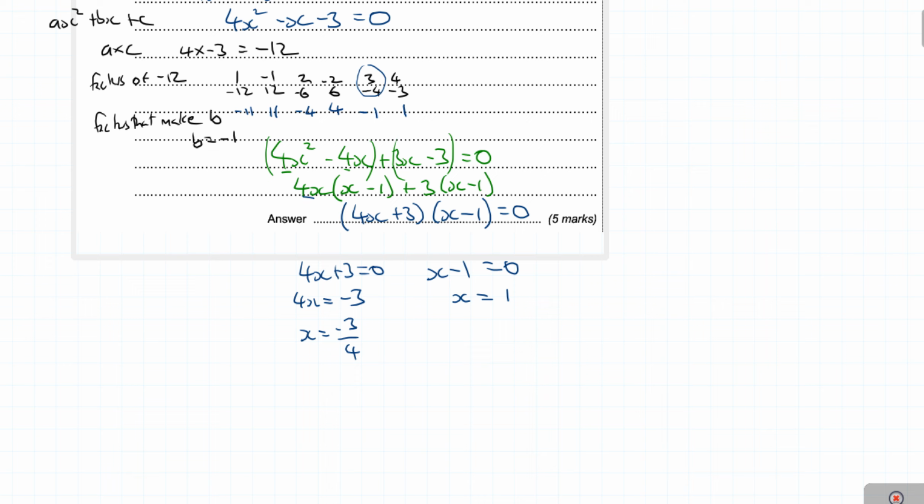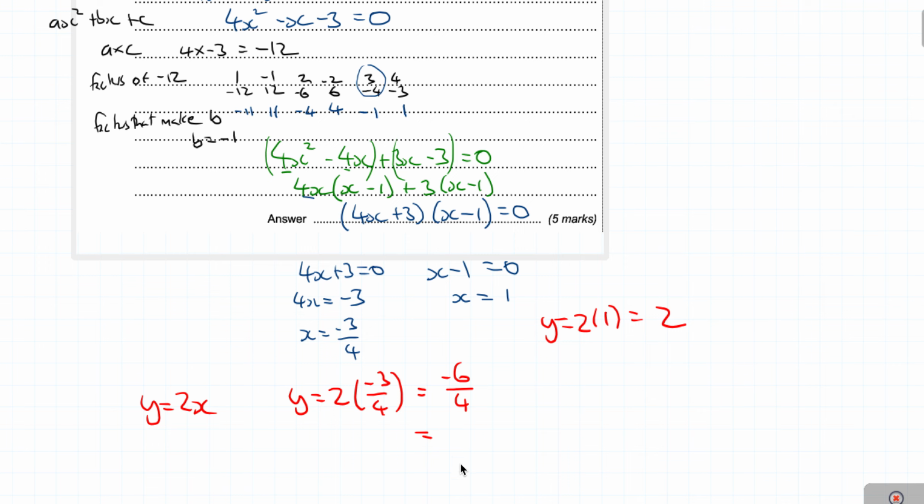So we know that y is equal to 2x, so y is equal to 2 times minus 3 over 4, which is equal to minus 6 over 4. And we know that when x is 1, y is equal to 2 times 1, which is equal to 2.